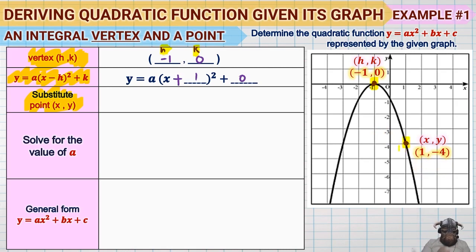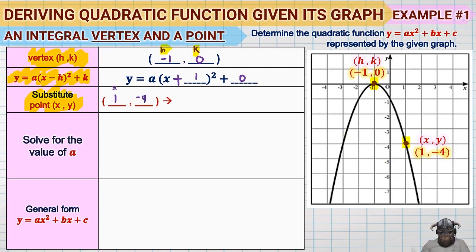So, any point may do. Basta integral yung value na makukuha nyo para madali siyang substitute. So, I have here point (1, -4). So, all we need to do is to substitute this x, y value. So, lagay ko muna siya dito, (1, -4).